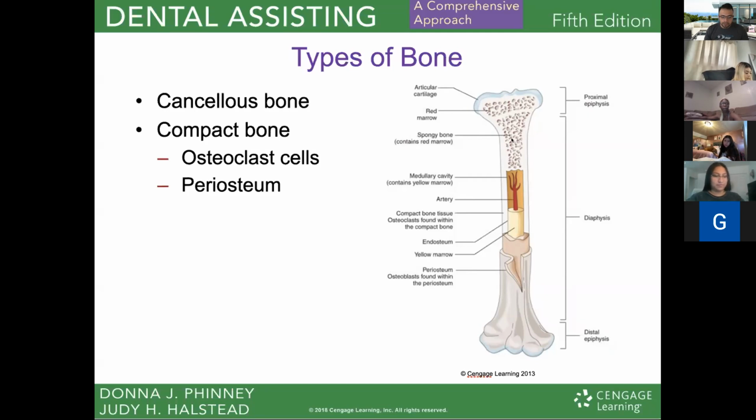Red bone marrow fills the inside space of the cancellous bone. So where all these little spaces that we see, that is where the red bone marrow lives. Cartilage is found where the bones join. So this kind of grayish area where the bones kind of meet together, so that we don't have bone on bone.